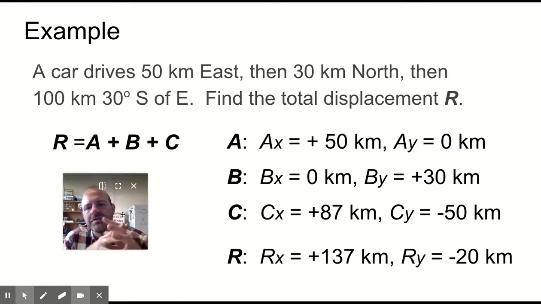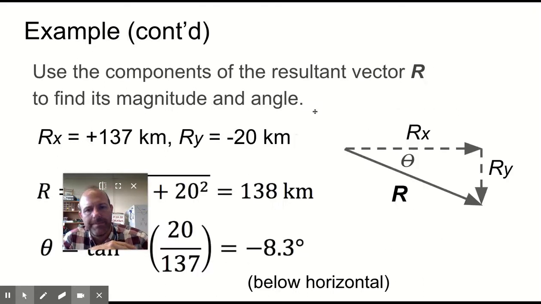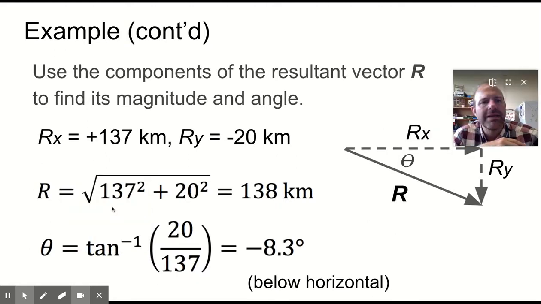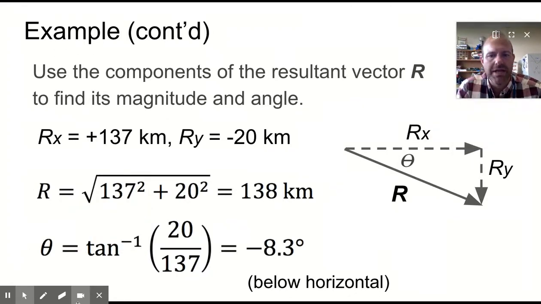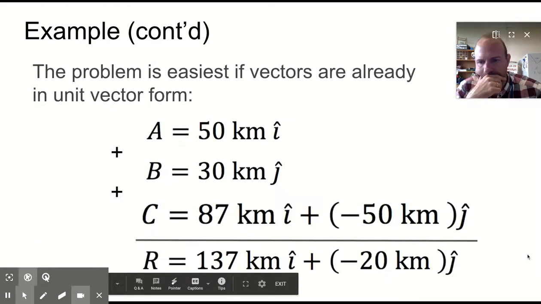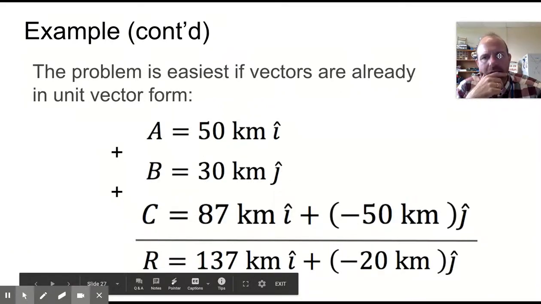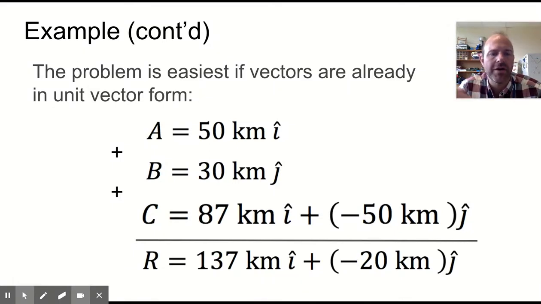So here's our example. My car drives 50 kilometers east, then 30 kilometers north, then 100 kilometers south of east. We have our A, our B, and our C in components, add all the x's, add all the y's, put them together, right? Then we can get the final vector by using the Pythagorean theorem and the inverse tangent. You can also do this if they're already in unit vector form. They've already been written in components. You can just directly add them that way.